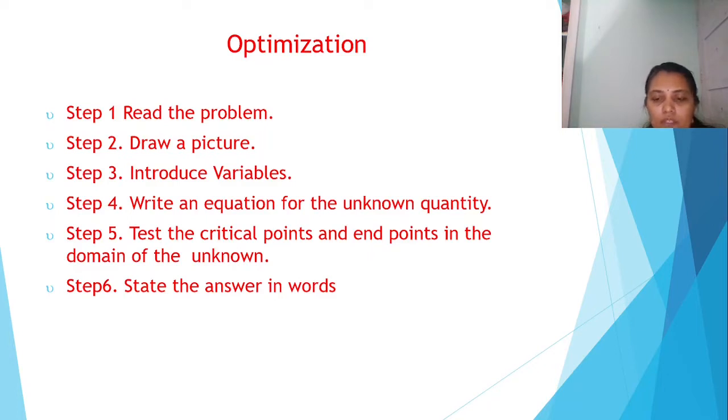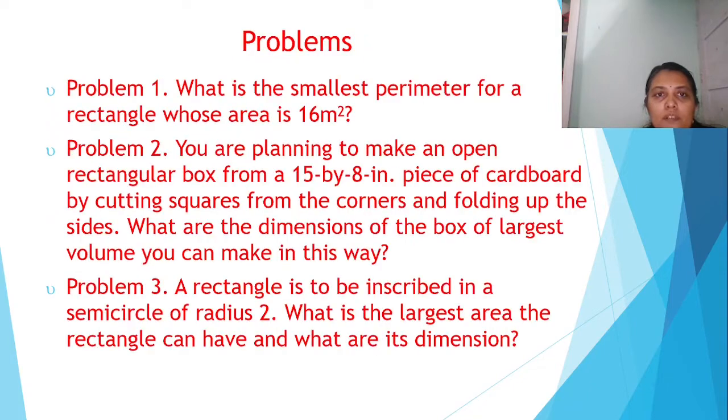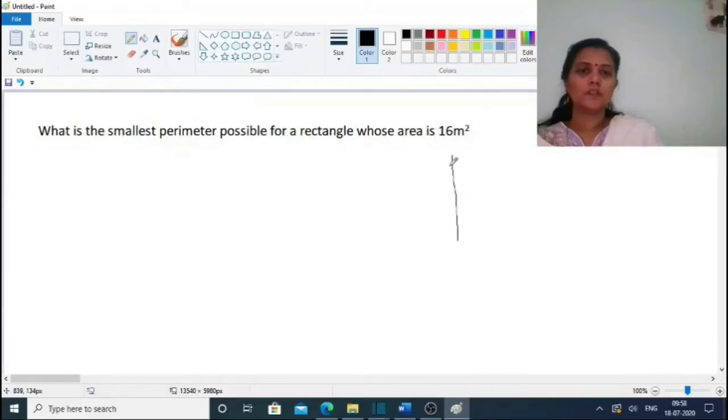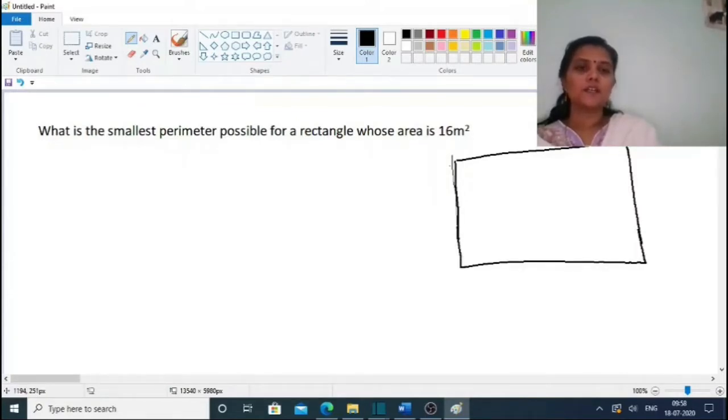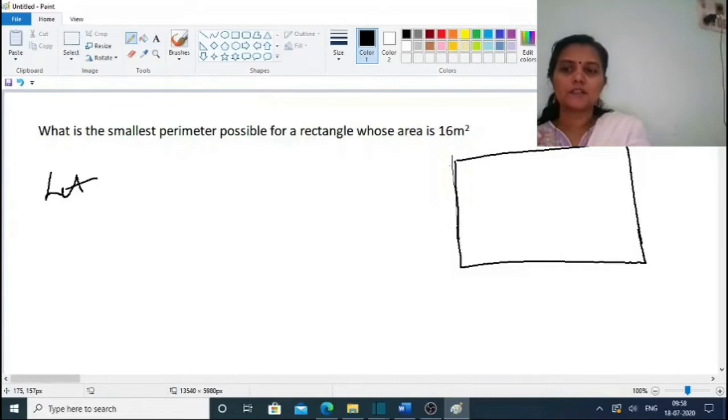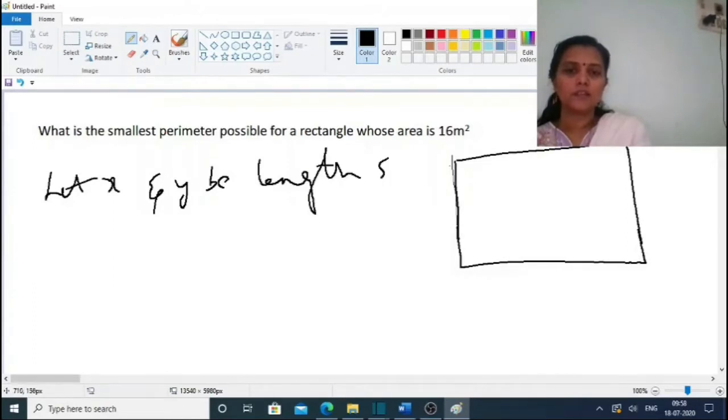So this is the procedure, and let's do some problems. The first problem is, what is the smallest perimeter of a rectangle whose area is 16 meters square? So this is a rectangle. Given that its area is 16 meters square, let x and y be the length and breadth of the given rectangle.